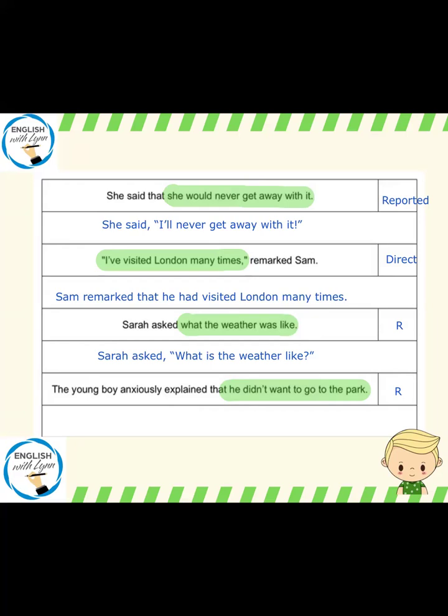Okay, so I'm still going to have that really long reporting clause at the beginning. So the young boy anxiously explained, and then I need my comma because this is where he starts speaking. He explained, I instead of he, do not instead of did not, so I don't want to go to the park.